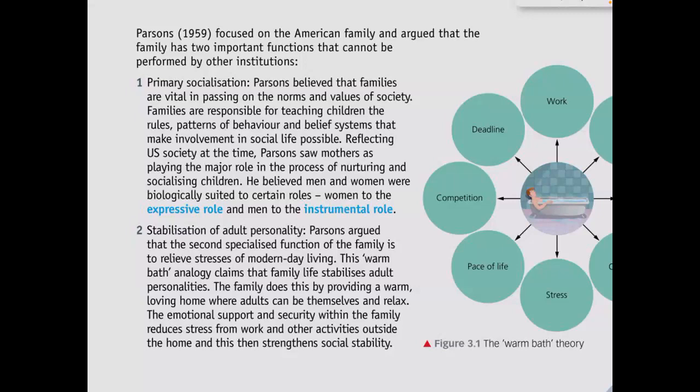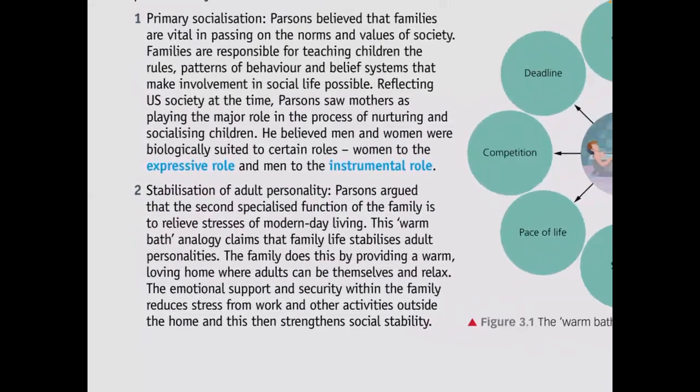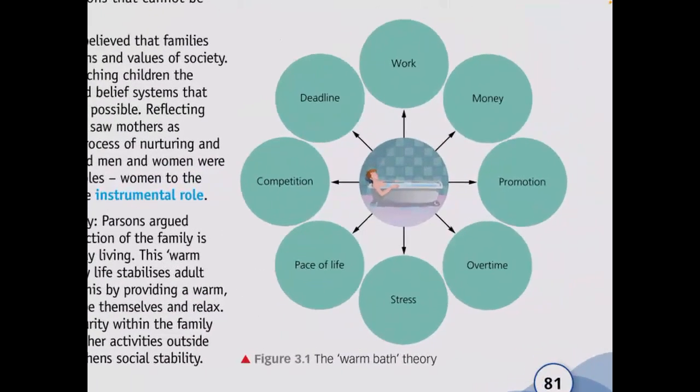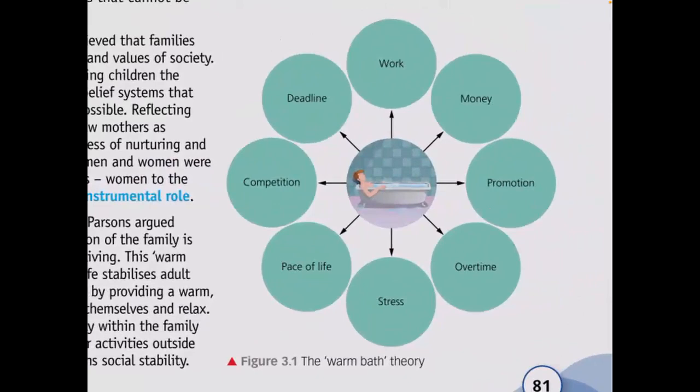The emotional support and security within the family reduces stress from work and other activities outside the home and strengthens social stability. So this is an example that they've given. This is the warm bath theory that they've explained. Your work, your deadlines, your competition, pace of life, stress, overtime, promotion, money, all of these things are stressing your brain out, but then you come home and you take a warm bath and that fixes all of it, at least for a while. Similarly, that is exactly what family does. It takes away all your stress.